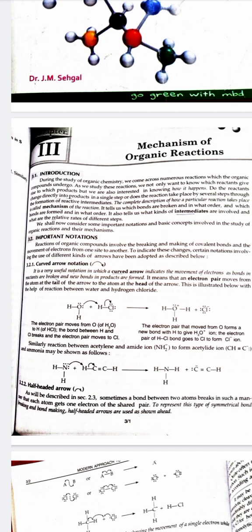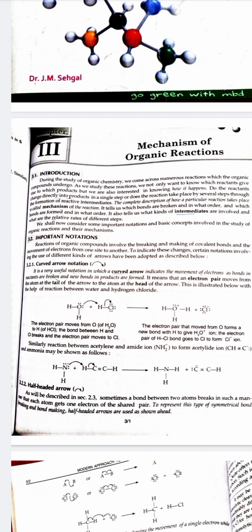Important notations. Reactions of organic compounds involve the breaking and making of covalent bonds and the movement of electrons from one side to another. To indicate these changes, certain notations involving the use of different kinds of arrows have been adopted, as described below. Curved arrow notation.